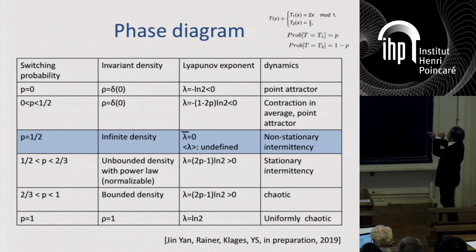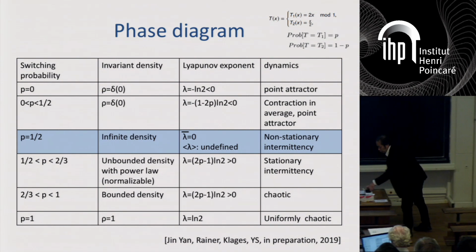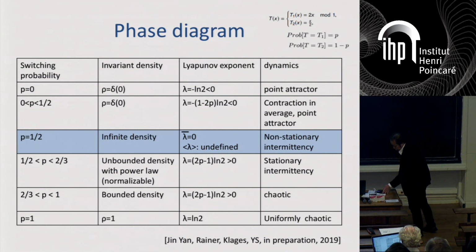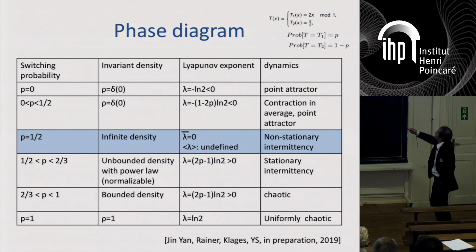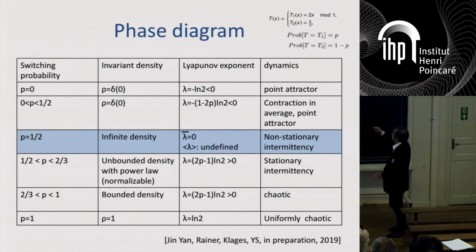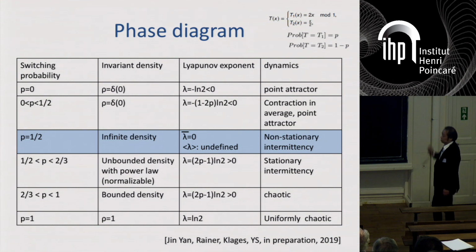So the good thing about this particular example is that we can solve the entire range of the parameter P. If P equals 0, a point attractor. P equals 1, uniformly chaotic. P equals 1/2, we have an infinite density. And then lambda, the time average of the Lyapunov exponent, is 0. The ensemble average is not defined in this particular system. And then we have non-stationary intermittency.